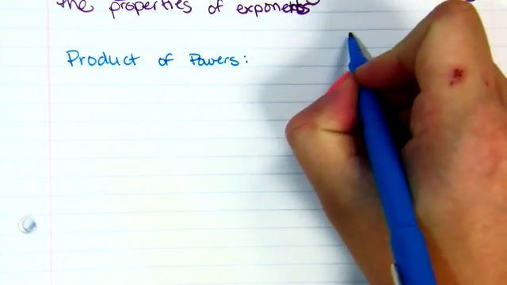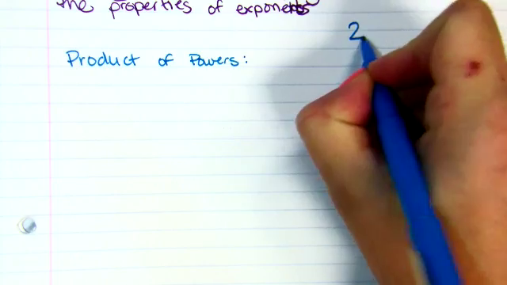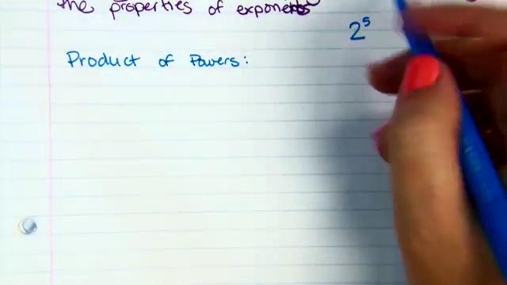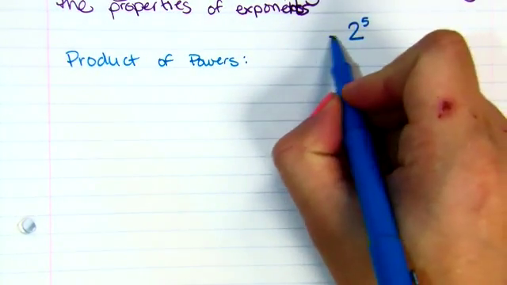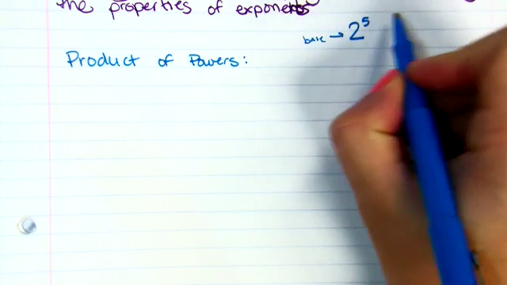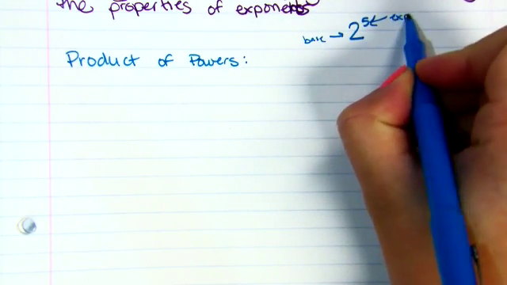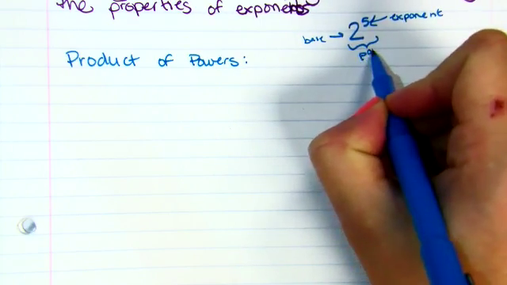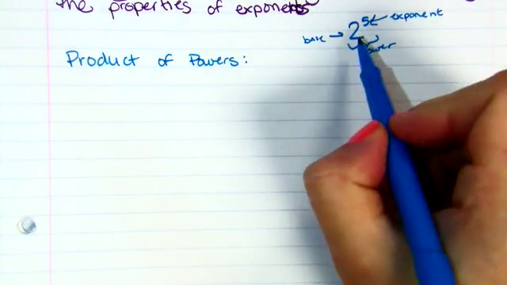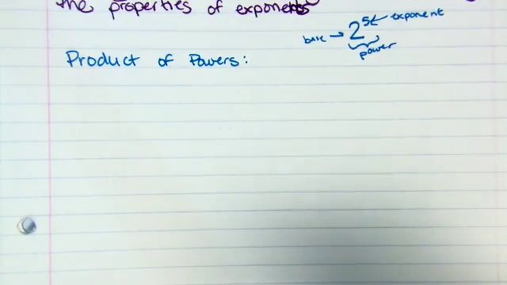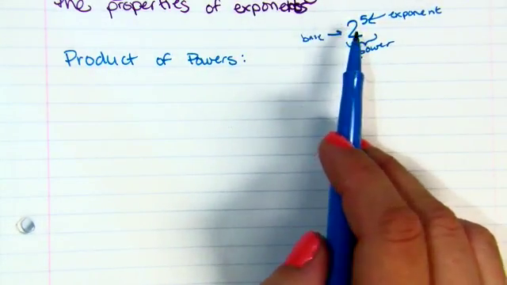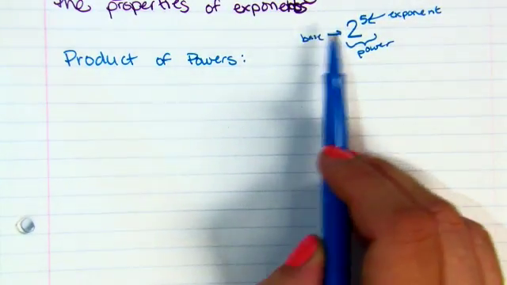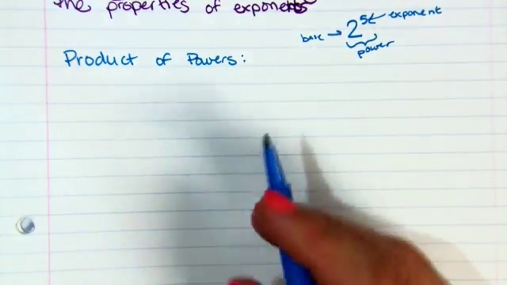Remember back to when we learned about exponents, like 2 to the 5th. This 2 is the base. The 5 is the exponent. And the whole thing we call the power. So this is 2 to the 5th power, or 2 to the 5th. So we're talking about multiplying two powers that have the same base.